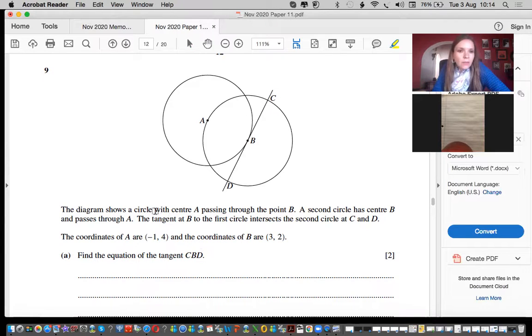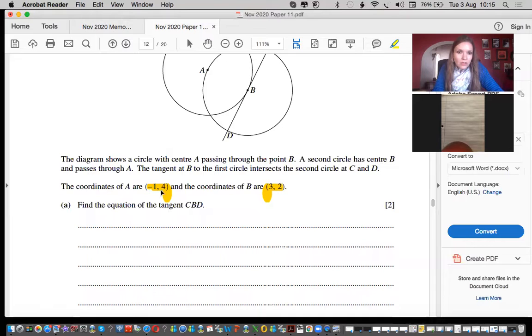They say the diagram shows a circle with center A passing through the point B. So circle A passes through this point B. A second circle has center B and passes through A. They do mention that this is a tangent. We've got coordinates. Fantastic. We've got the center coordinate there. Center coordinate. Can I just highlight nicely? And then the center coordinate there. Also, we need to have a look at the tangent, the equation of the tangent, CBD.